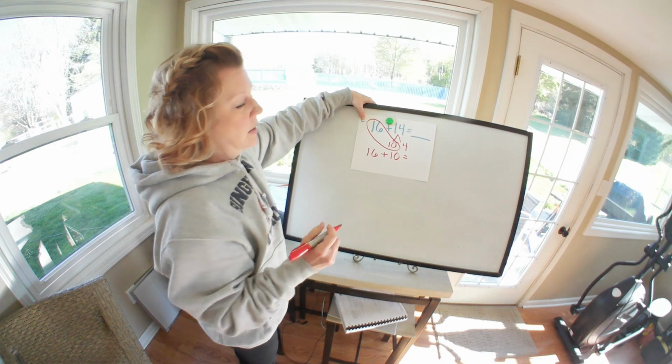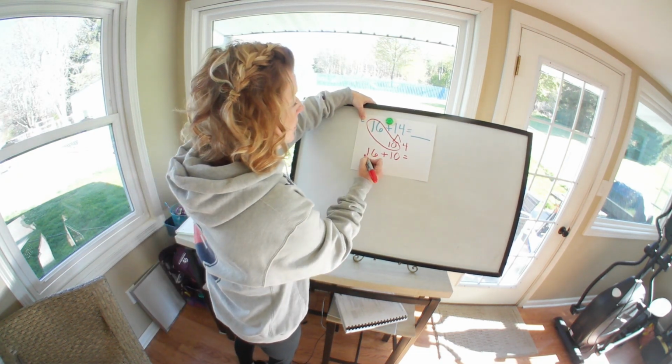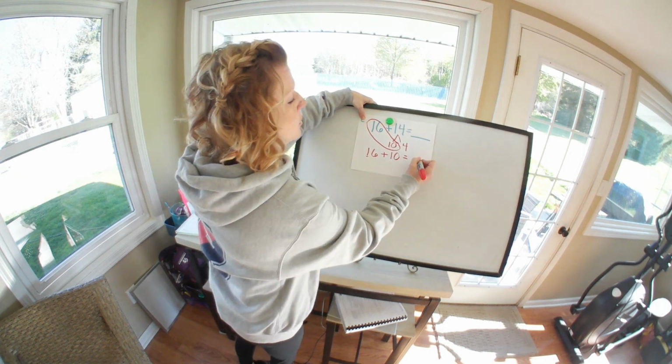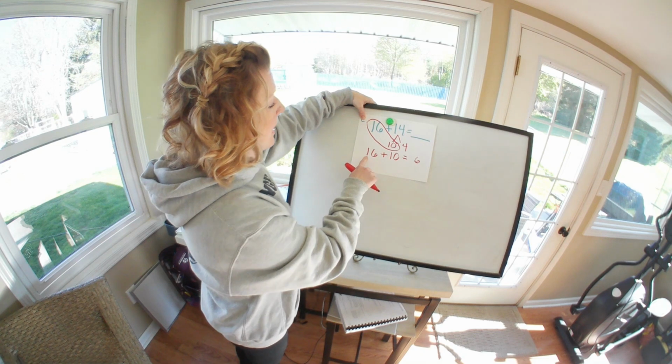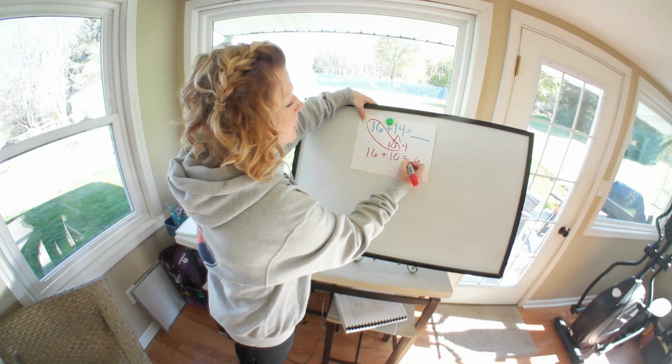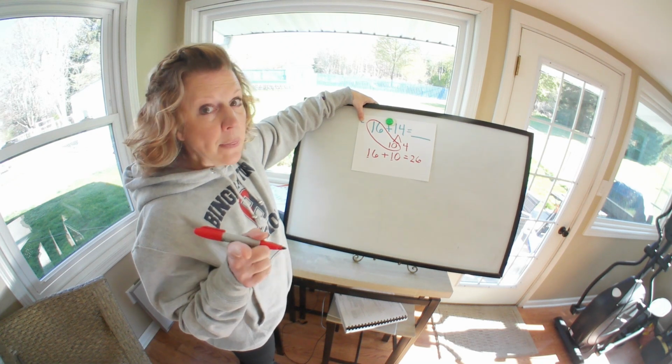So let's take a look. We're adding tens, which means only my tens are changing. So only this digit right here is changing. So I'm going to put my 6 in my ones place because I know that's staying the same. Now I add 1 10 plus 1 more 10, which is 2 tens. So 26, but we're not done there.